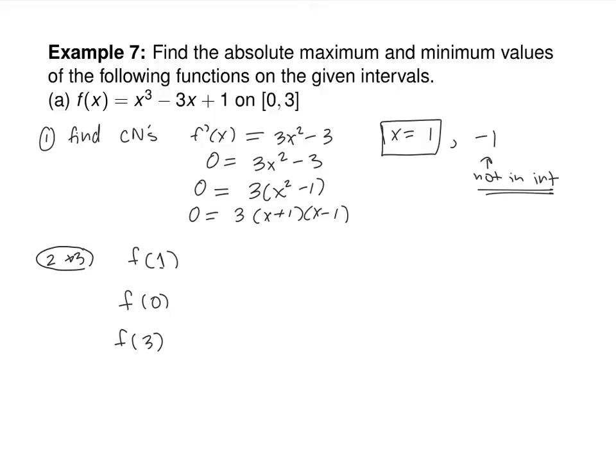So when you plug 1 into the function, you get 1 cubed minus 3 plus 1. I think that's negative 1. When you plug in 0, what do you get? And when you plug in 3, you get 27 minus 9 plus 1.